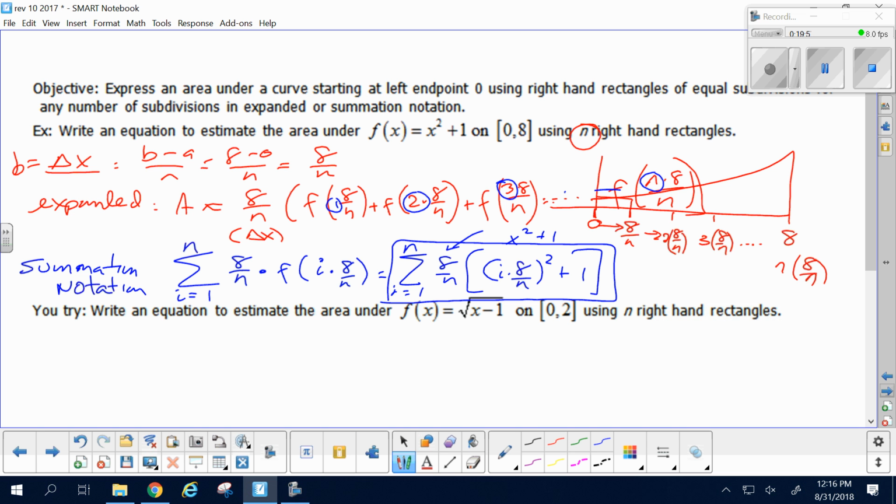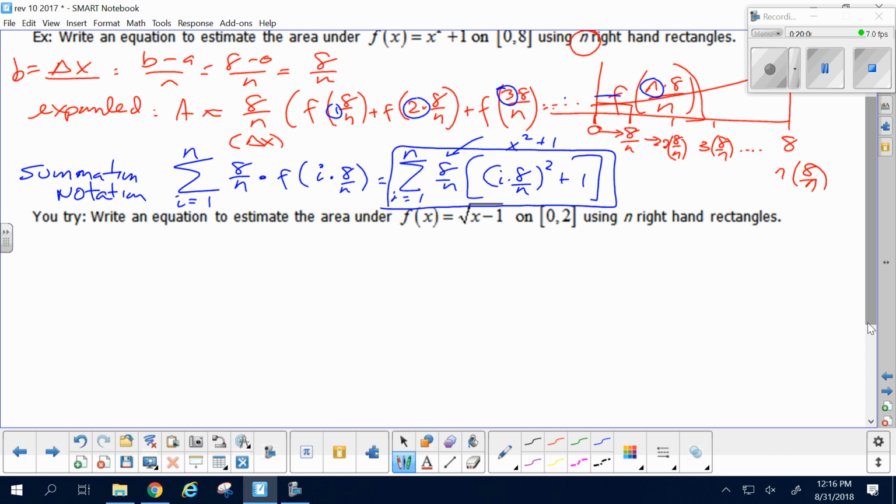Would you please try it on your own? Write an equation to estimate the area, and when I say equation, I mean summation notation, to estimate the area under that using n right-hand rectangles.